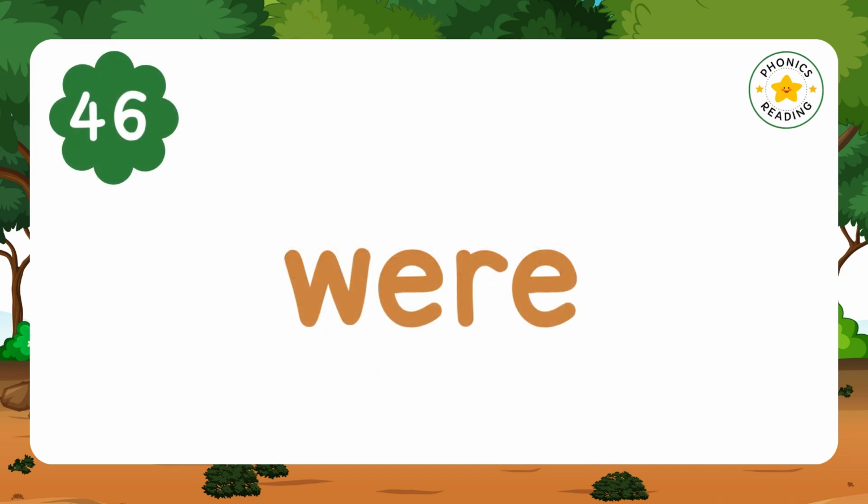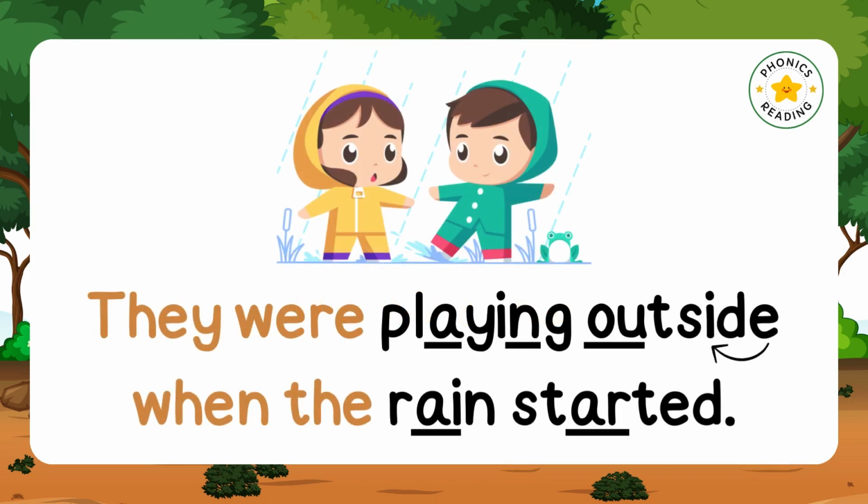Were. W-E-R-E. Were. They were playing outside when the rain started. They, tricky word. Were, tricky word. Playing, two digraphs in playing, ay and ng. Outside, side is an I magic key word. Out, side, outside. When, tricky word. The, tricky word. Rain. Started. Ar is a digraph. They were playing outside when the rain started.